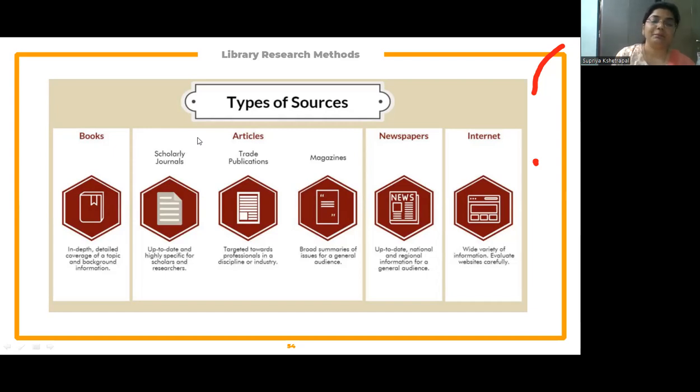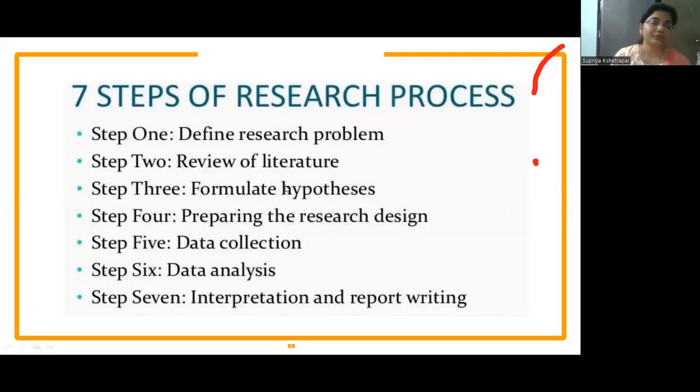Then publications, some books are there whose publications are also there, so you can get them from these various sites. You can summarize the issues of general audience magazines. Then you can get newspapers, and the internet, which is known as a wide variety of information, and evaluate the website carefully. And as you know, books are also one of the good sources of knowledge.